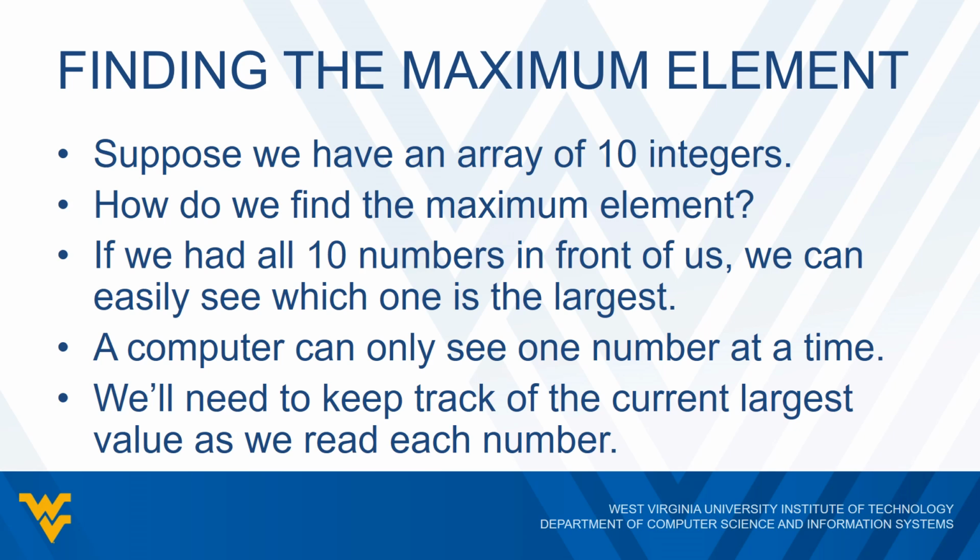So the initial number is going to be the largest one because we haven't seen any of the others. So as we traverse through the array, we would check, is this larger than our current largest? If so, then make it the new current largest, and by the time we get to the end of the array, whatever is the current largest must be the largest of all the elements in the array.